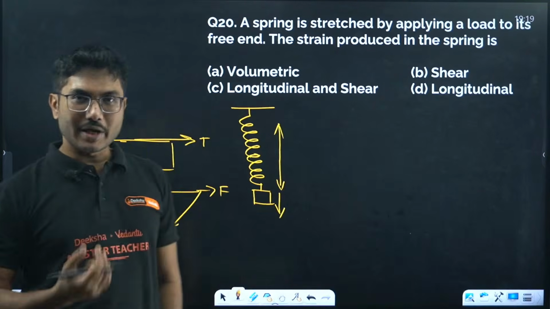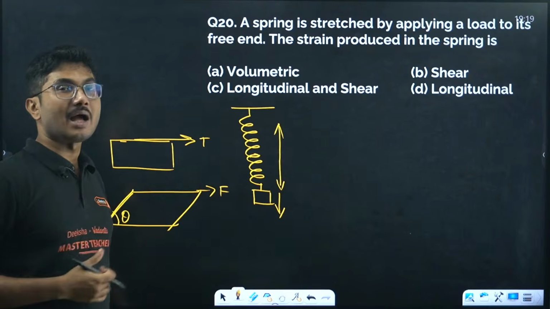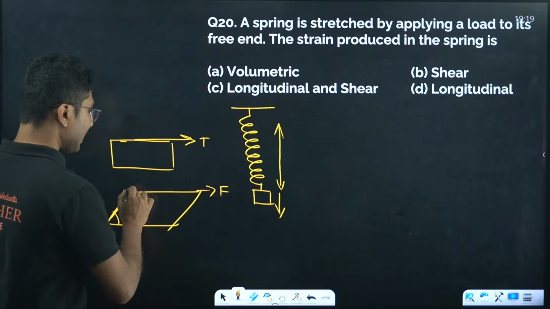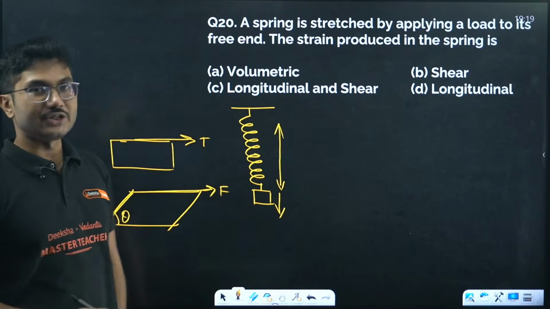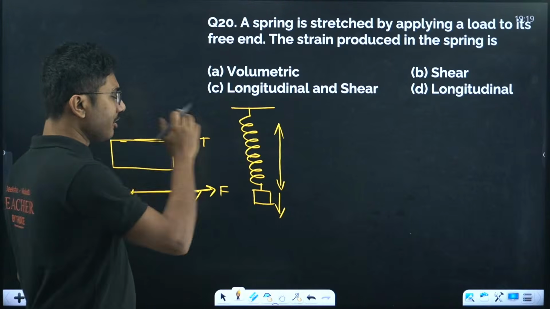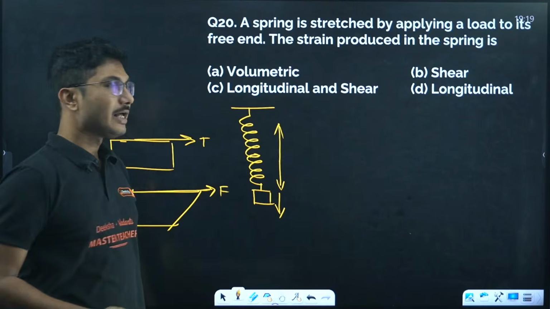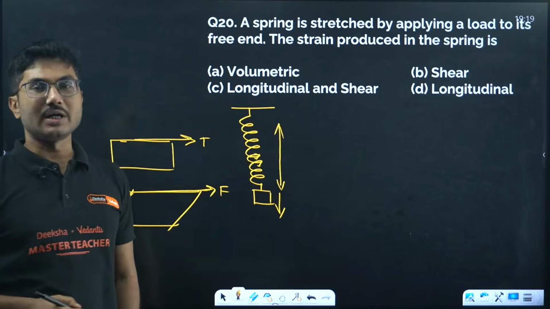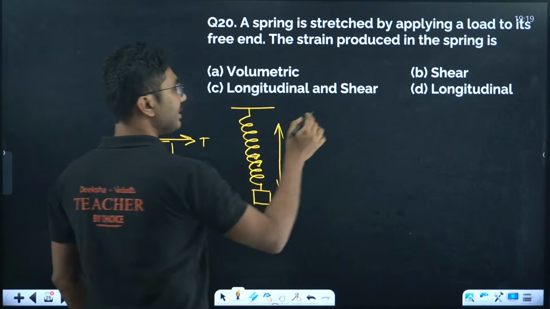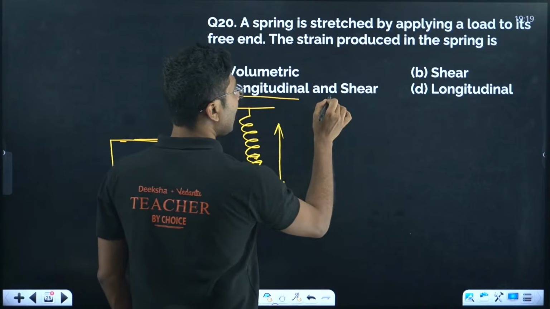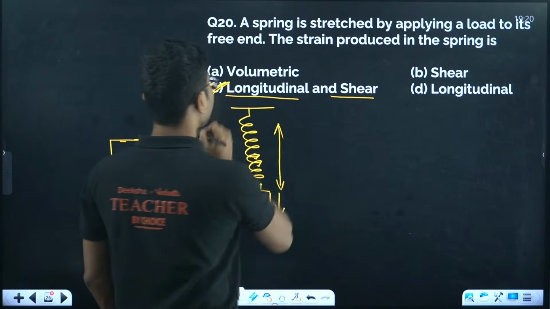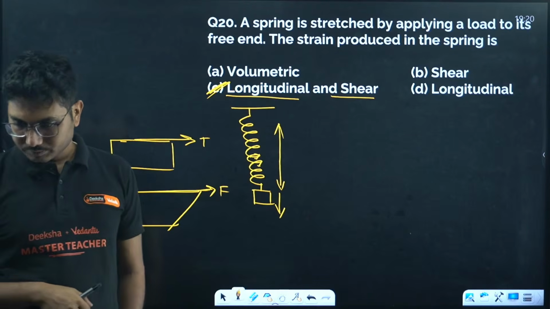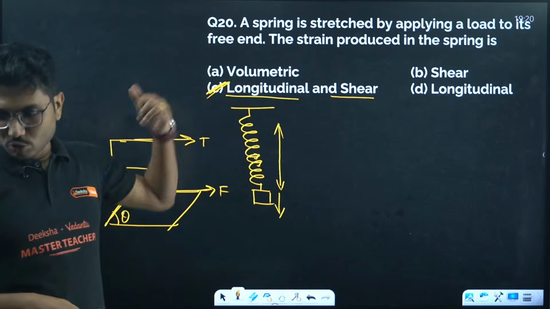Anything that happens lengthwise is longitudinal, anything that happens volume-wise is hydraulic. But anything that happens tangentially is called shearing strain. Because the shape of the spring is such that there will be tangential force acting on every curve, that's why there will be a shearing strain as well. So longitudinal and shear is the correct answer. So the correct answer for this question is option C. Okay, who answered volumetric?